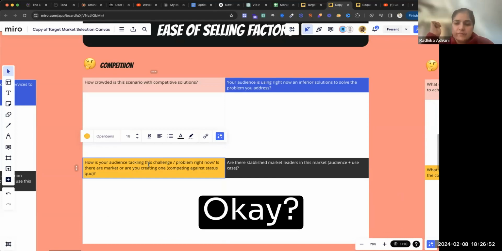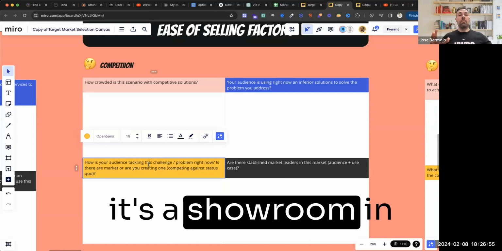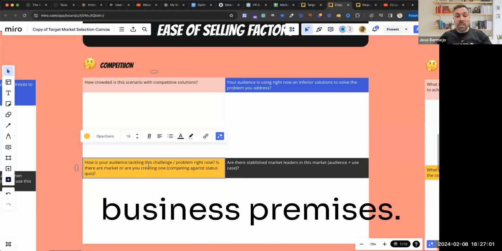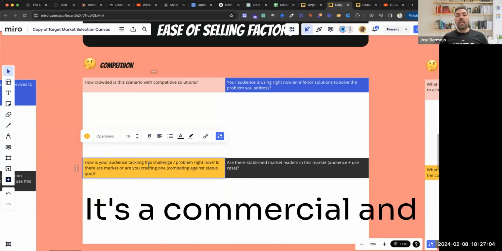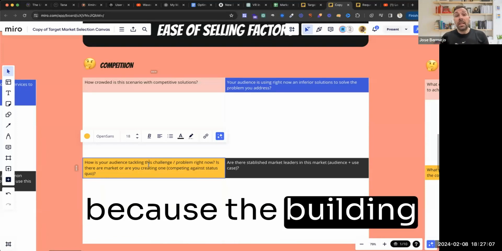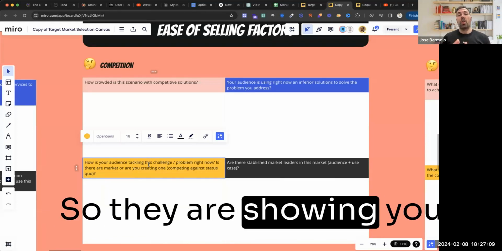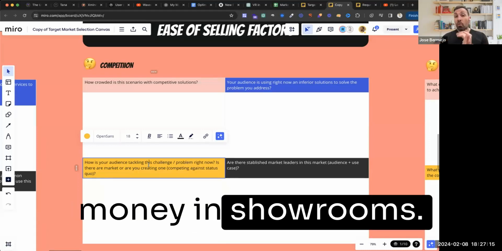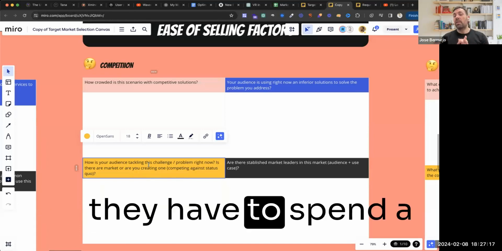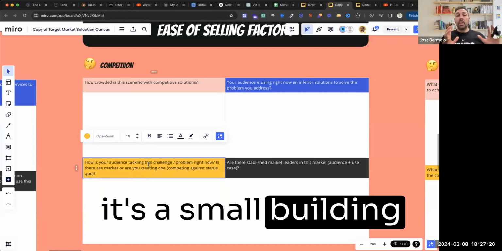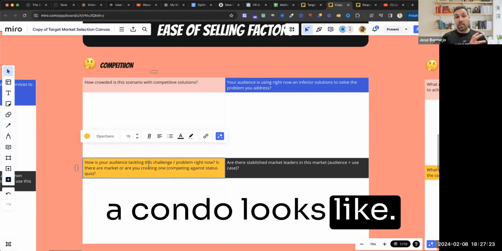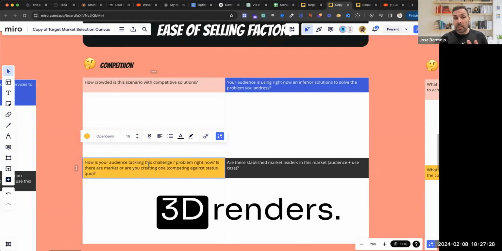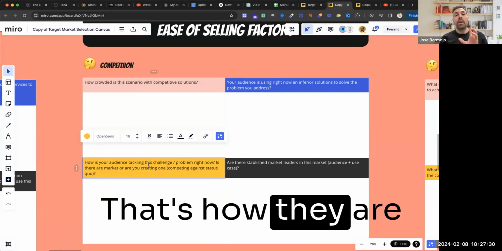You walk through that and it's a condo, but it's not a condo. It's in commercial business premises, and the condo is not built because the building is still not built. So they are showing you a model in the showroom. They are spending money on showrooms, and for a showroom they have to spend a lot of money because it's a small building representing how a condo looks. That's expensive. They are creating maps, they are creating 3D renders. That's how they are doing it right now.